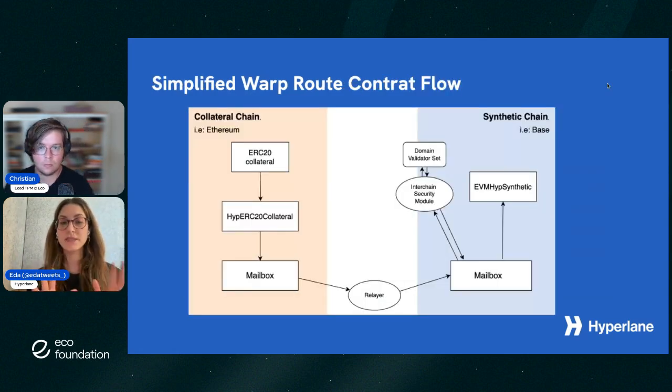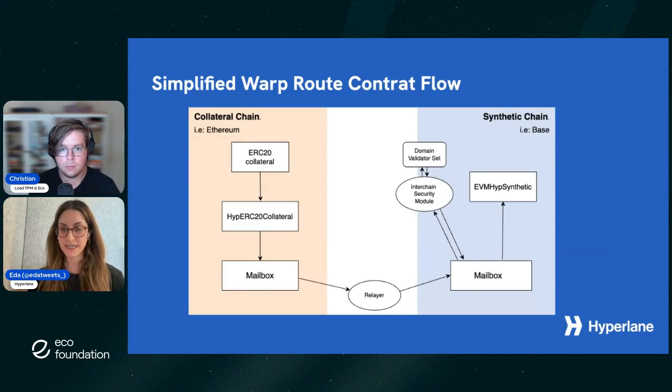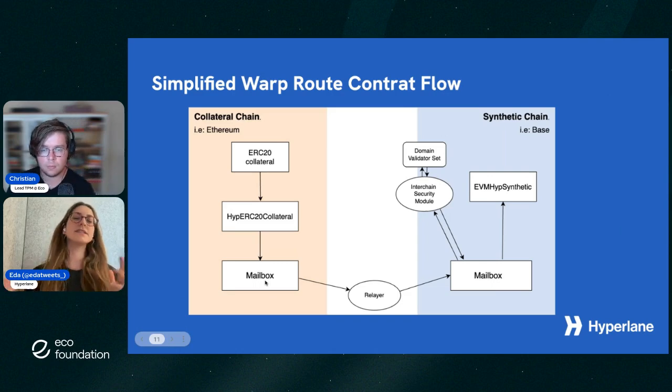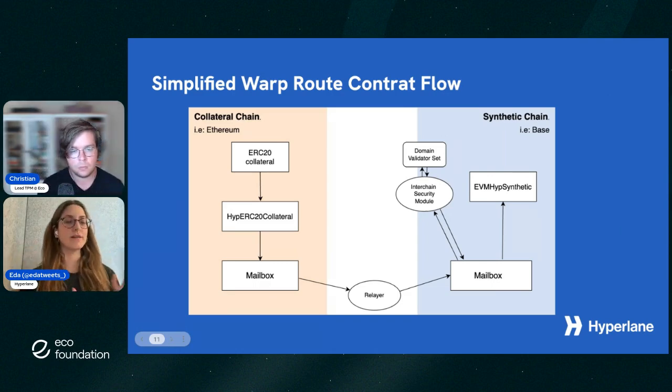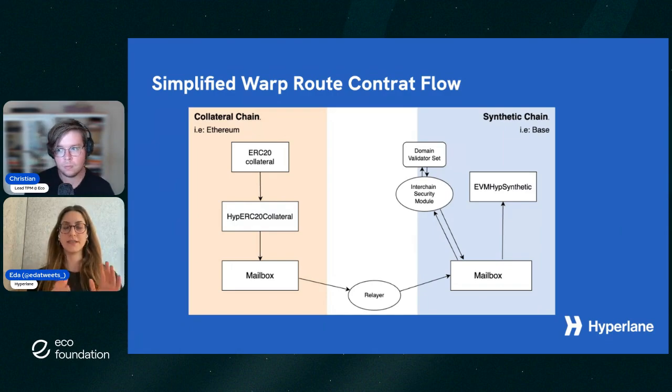And Warp Routes build on Hyperlane's general message passing protocol. So you can see over here how the mailbox fits in. The reason we have Warp Routes and not just say you can use Hyperlane's GMP is that Warp Routes make it easier for you to directly use the out-of-box Warp Route contracts instead of having to build all these contracts yourself.